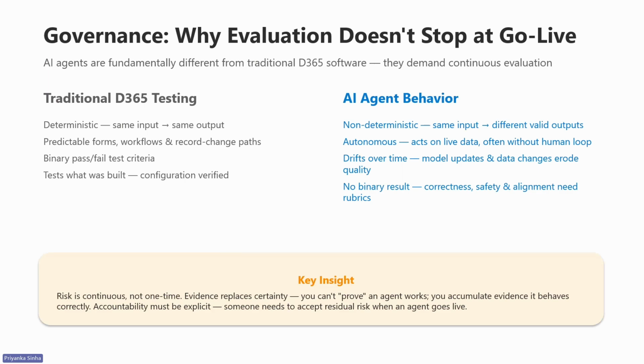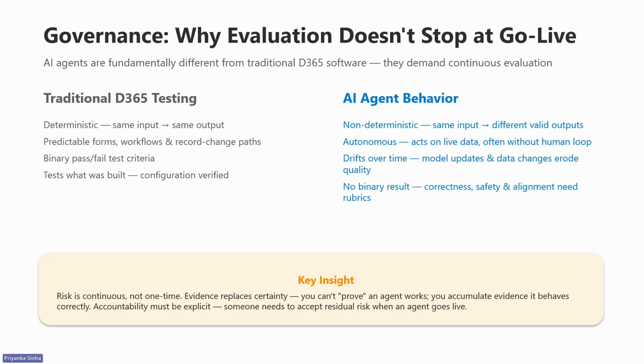Now, again, AI agents are different, as I mentioned. They need continuous evaluation. In traditional D365 testing, we know for the same input, the same output is going to be there. It is predictable. We have pass or fail test criteria. We configure something, we test it. Either it passes or fails. And once it passes, we move on.